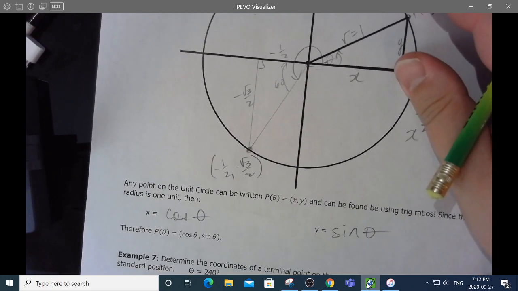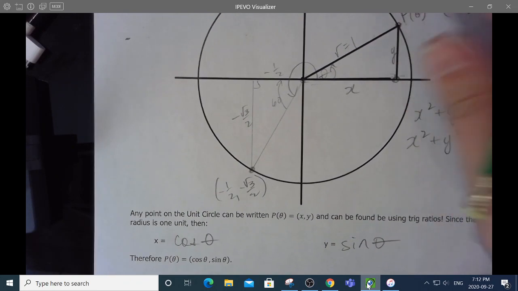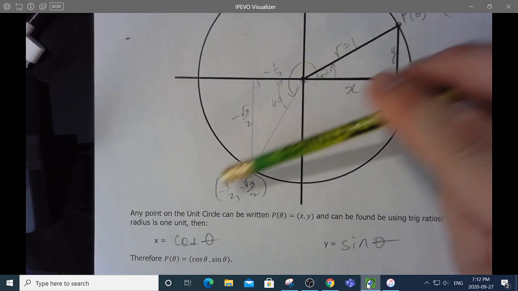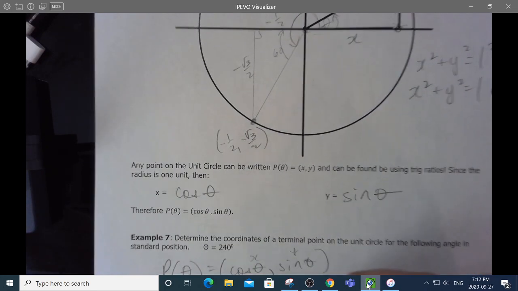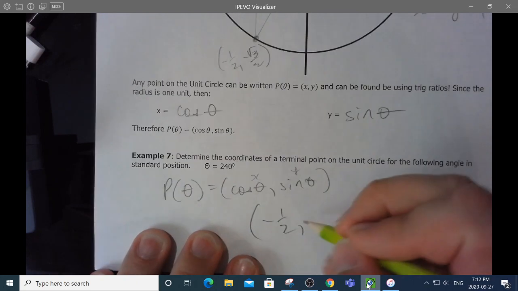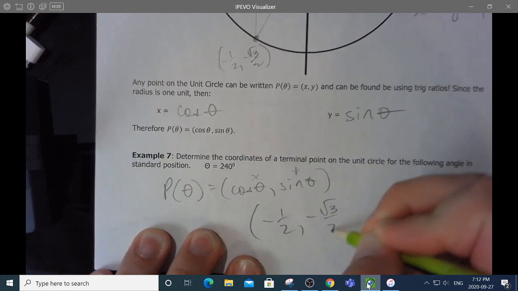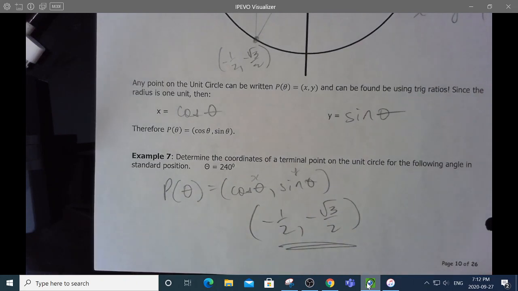Sweet. So from there, if that makes sense to you, you're going to then say that this is my cosine, this is my sine. So I actually have the point negative 1/2, sorry, I'm off the page, negative root 3 over 2. And that's what I was supposed to get.